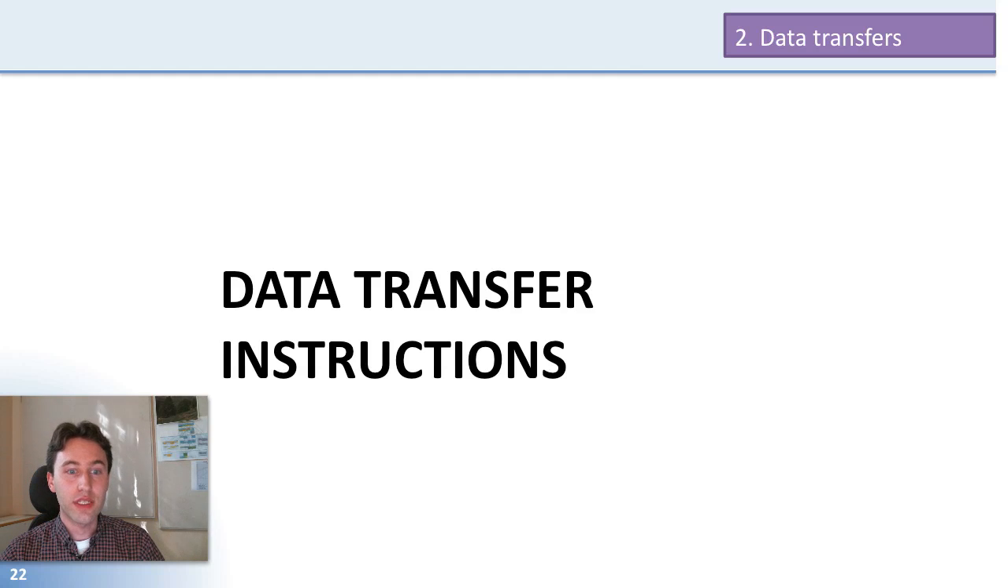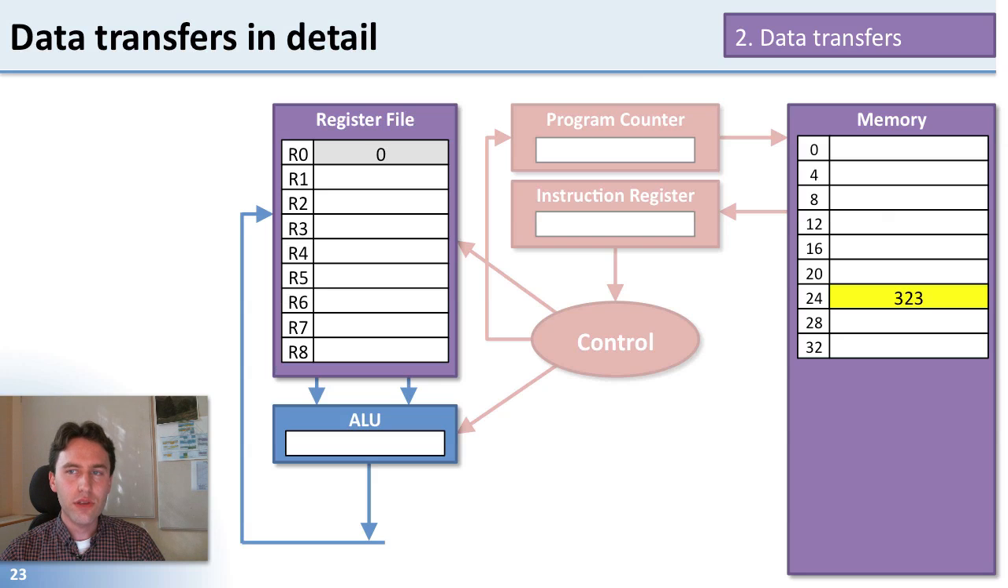Now we're going to take a look at data transfer instructions. These are instructions that let us get data from memory to the register file and from the register file back to memory. So to look at these in detail, we need to extend the picture we had of the processor a little bit. We're not interested in the control part, so I've grayed that out here, but we are interested in how we get data from the register file to memory and back.